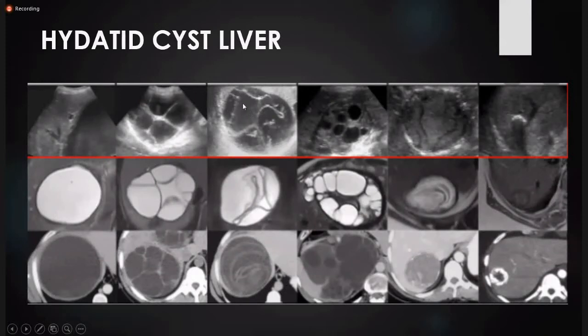If you cannot differentiate, we usually prescribe IHA titer for further evaluation, because we cannot aspirate a hydatid cyst without diagnosis. If you aspirate the hydatid cyst, the patient can go into allergic reaction. So you have to be very, very sure that the needle that you are putting in is not into the hydatid.